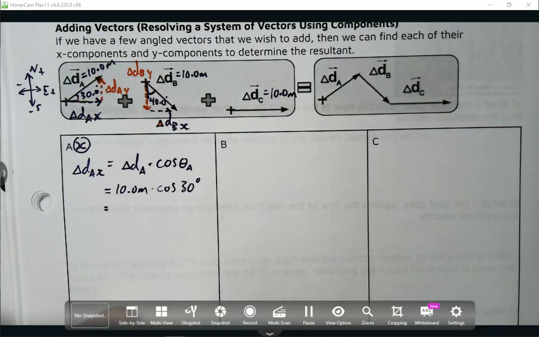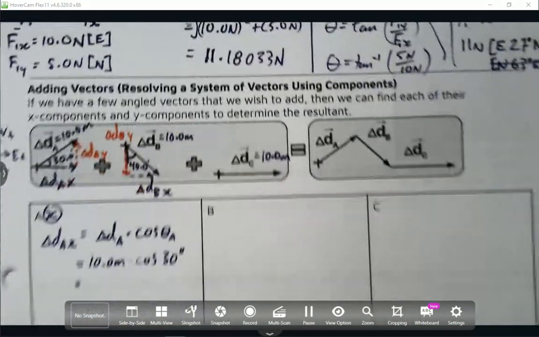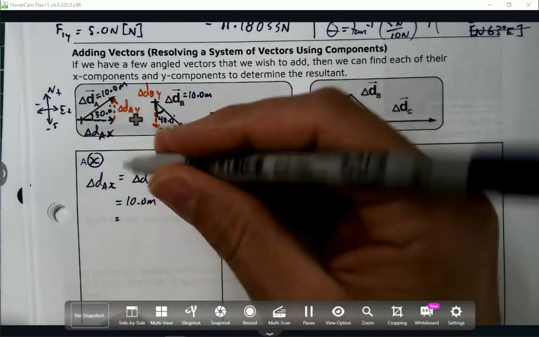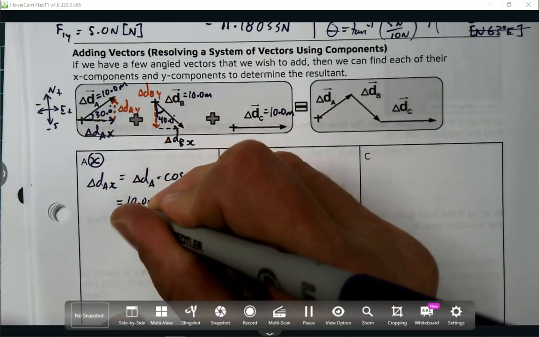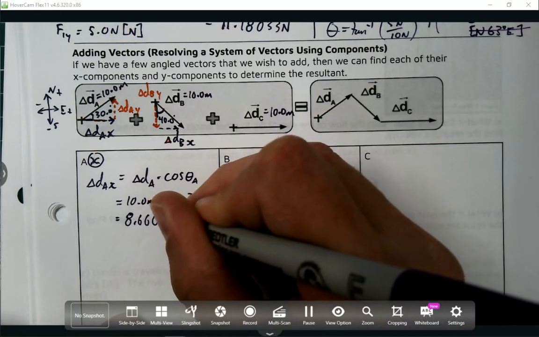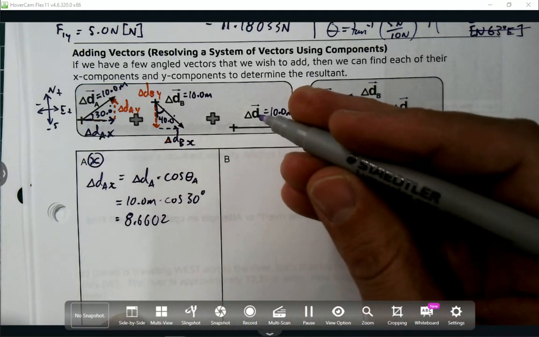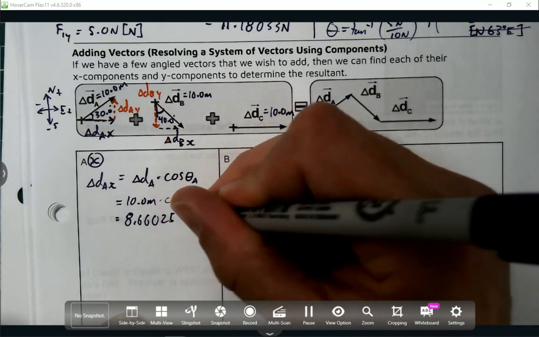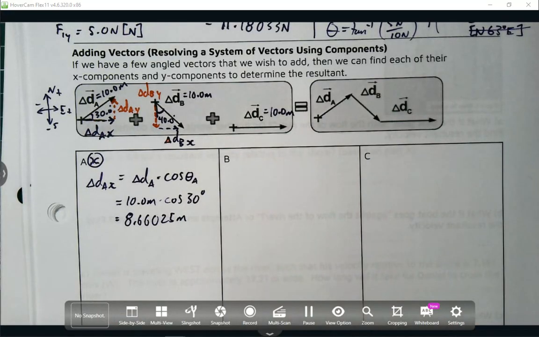Starts with an 8, if that gives you some feeling of confirmation. Yeah? 8.6602. Is there a 5 at the end? Yeah. Beauty. All right. I never trust my own notes, you know.